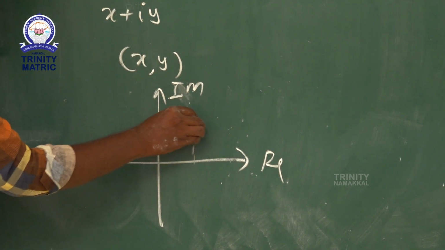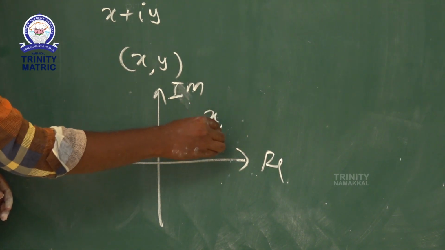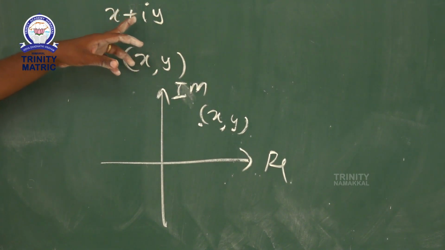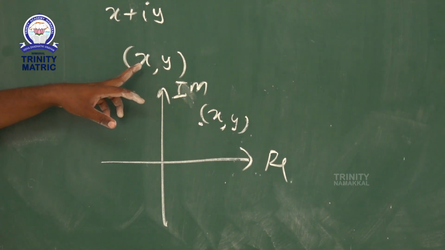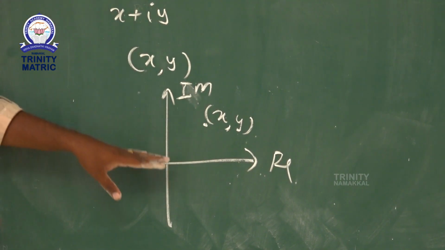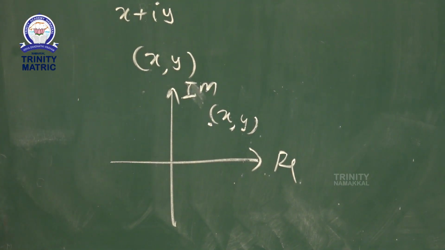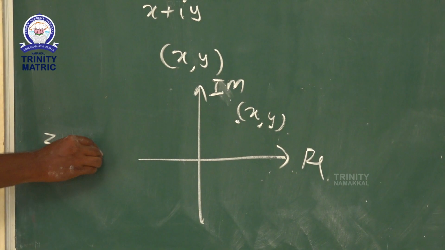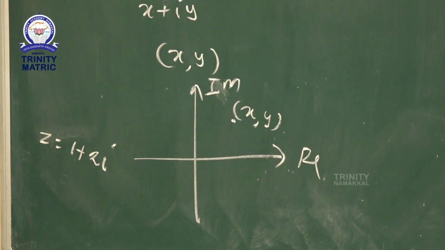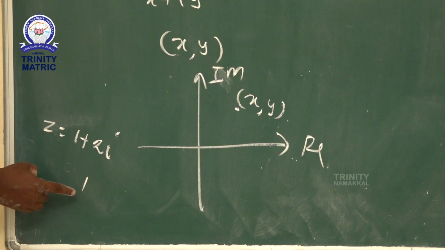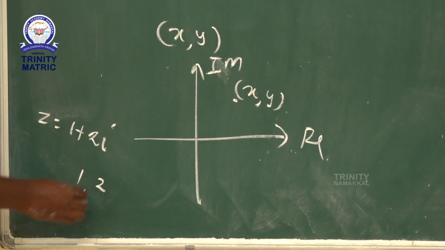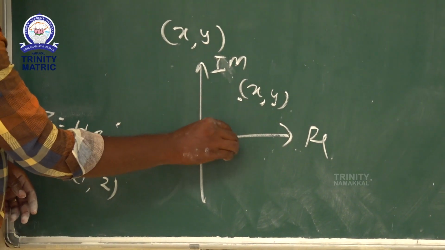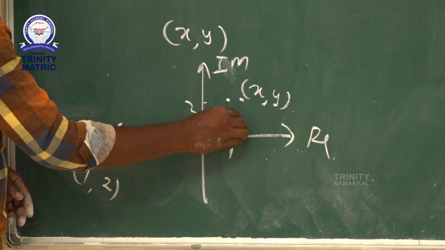x comma y can fall in any of the four quadrants. Here for example I take x positive and y positive. So z equal to x plus iy can be changed to the ordered form x comma y, on the Cartesian coordinate plane, or Argand plane. For example, I take z equal to 1 plus 2i. What is the coordinate? Here 1 is the x value and 2 is the y value. That is the ordered pair 1 comma 2, and it lies in the first quadrant.